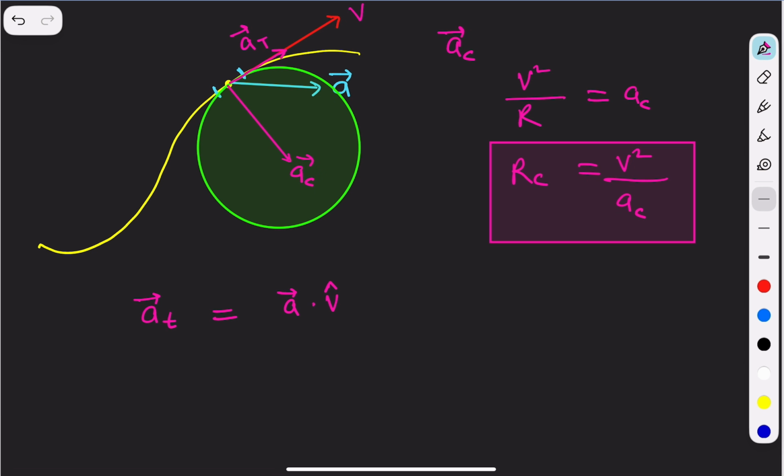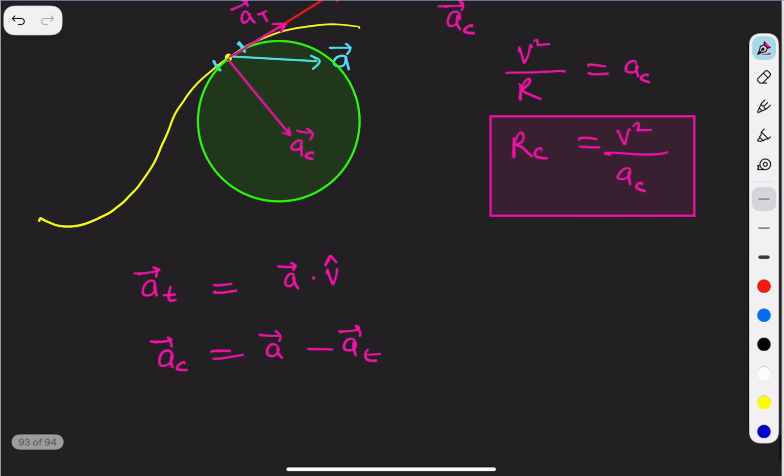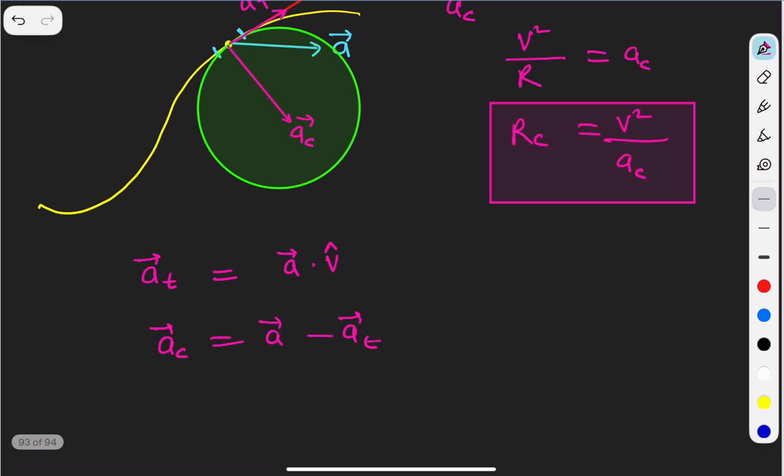After that, for getting the AC vector, you can do A minus AT. So you got the magnitude of the AC vector. From here you can get the magnitude of the AC vector, and then you can use this relationship and get your radius of curvature.